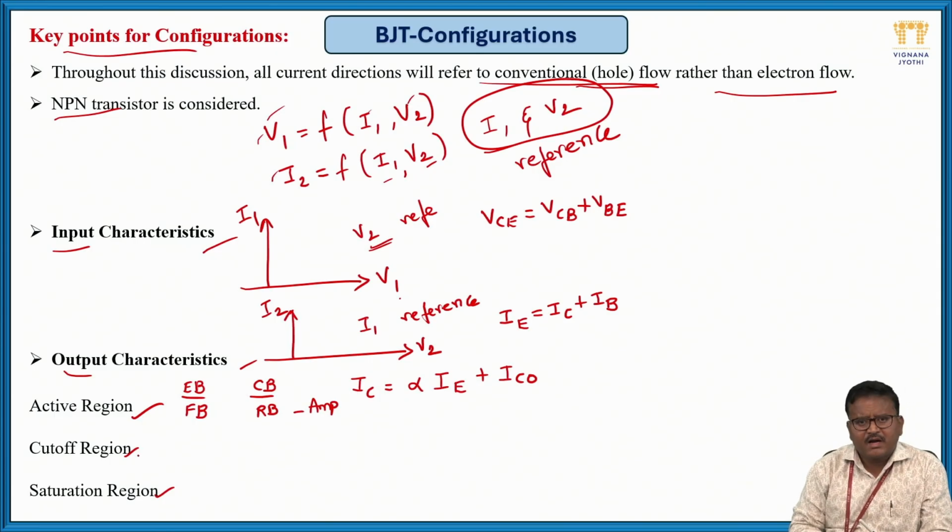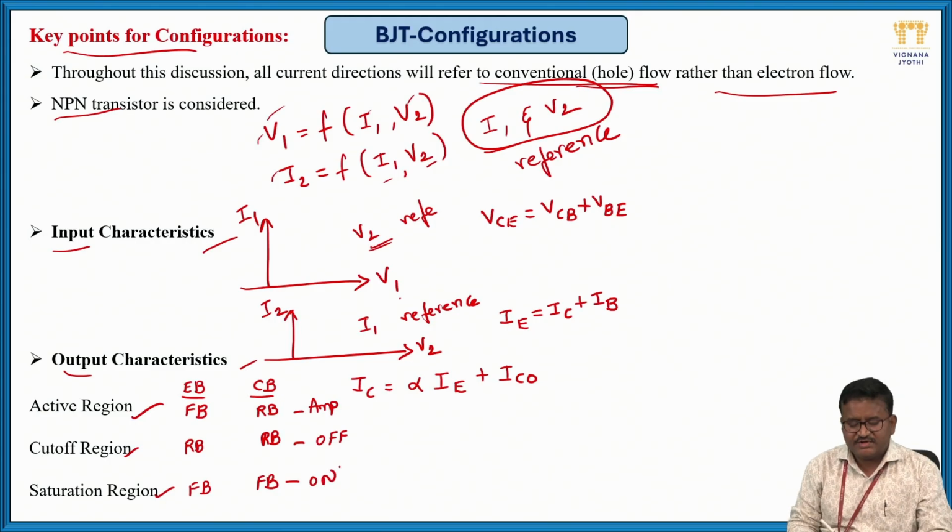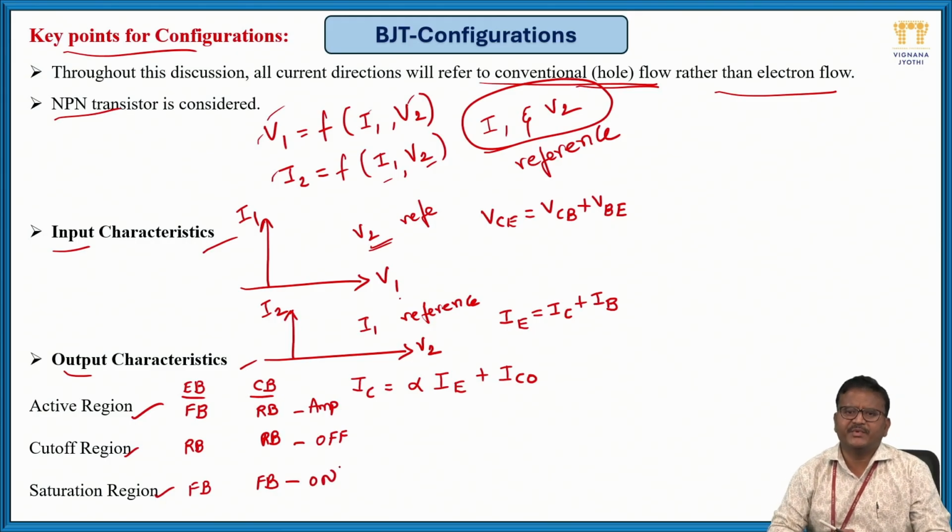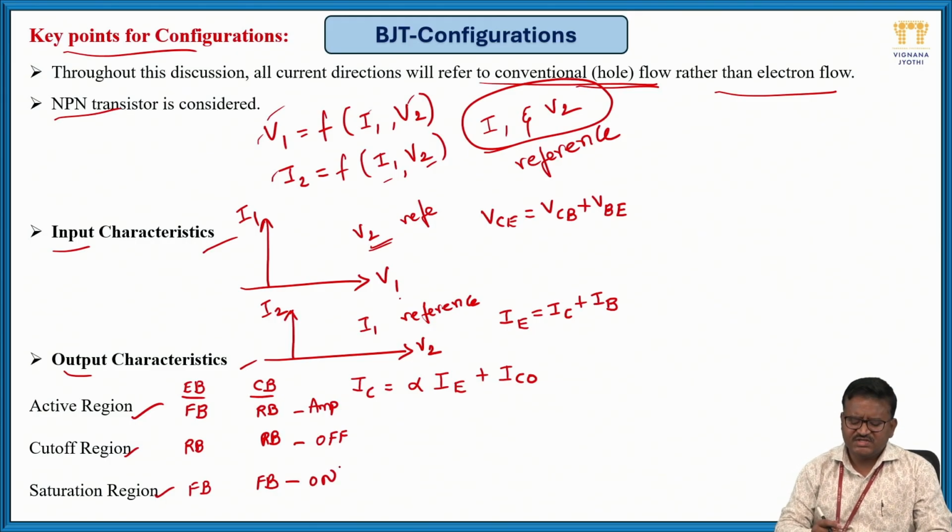Likewise, in the cutoff region, both junctions are reverse biased. In the saturation region, both junctions are forward biased. So here the transistor acts as an off switch, totally off, there is no output current, and here it is the maximum current, so it is an on switch. So this is how you can operate a transistor. These are the common points to be considered for each configuration.